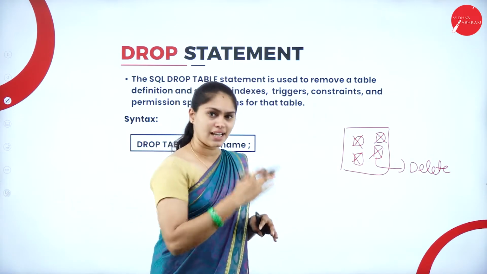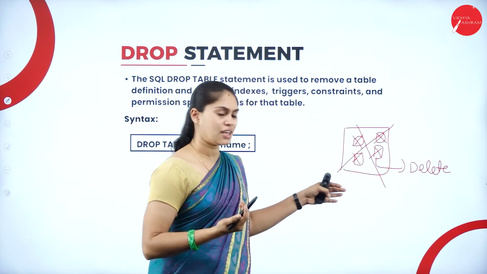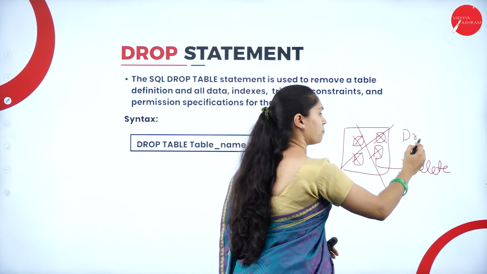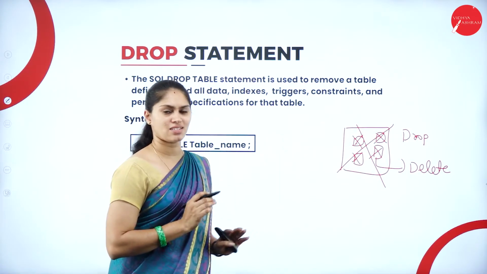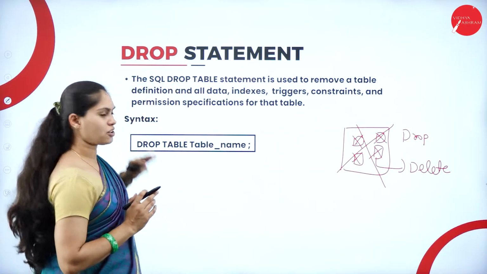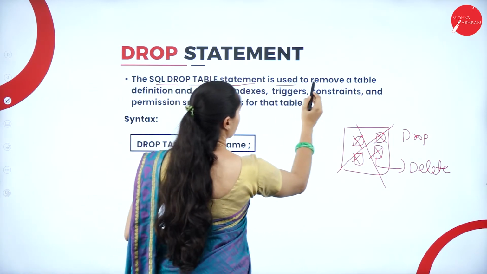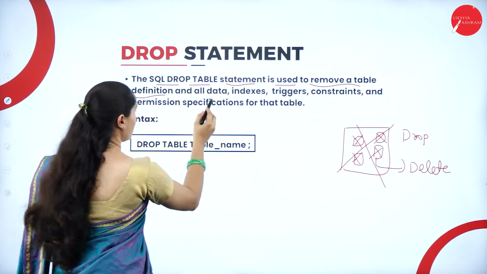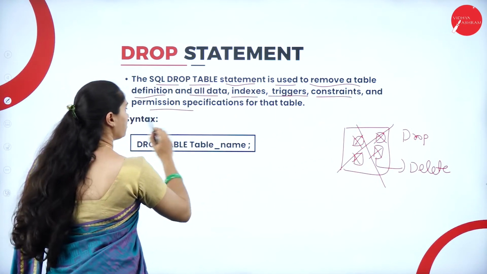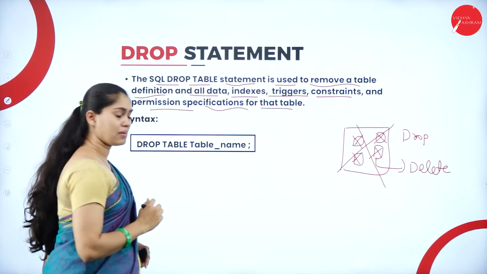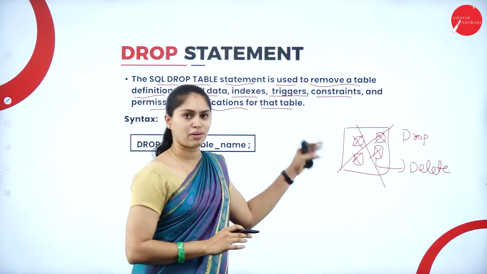If I delete an entire room, or if I demolish that room, then it is called drop. This is the difference between delete and drop. Now we'll see the drop command first. A drop table statement is used to remove a table definition and all the data, indexes, triggers, constraints and permission specifications for that table. So we are entirely deleting a table from a database.